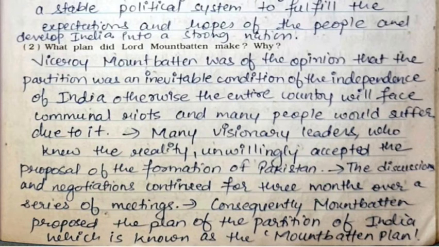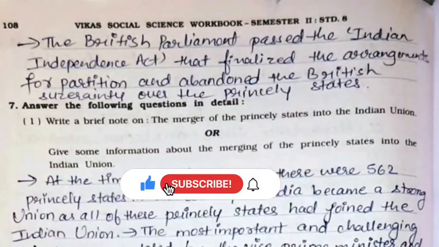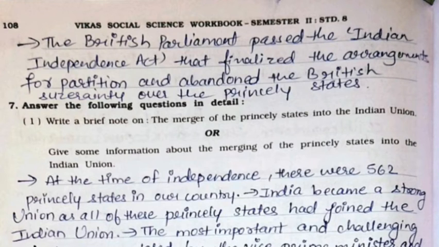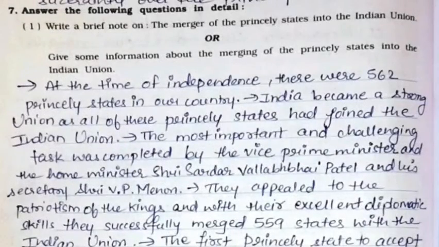The discussions and negotiations continued for 3 months over a series of meetings. Consequently, Mountbatten proposed the plan of the partition of India, which is known as the Mountbatten Plan. The British Parliament passed the Indian Independence Act that finalized the arrangements for partition and abandoned the British suzerainty over the princely states. Now we'll continue with question number 7. Answer the questions in detail.